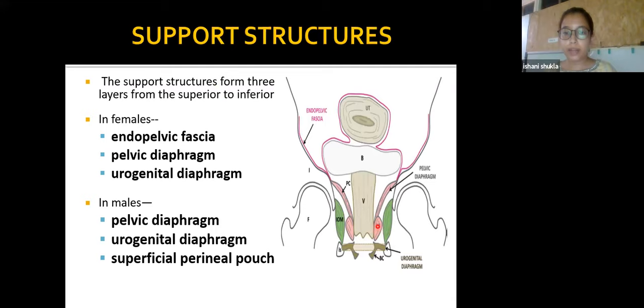the anovaginal septum. The second one is the pelvic diaphragm, which is a muscular support layer that lies below the endopelvic fascia. The pelvic diaphragm is formed by the levator ani and the ischiococcygeus muscle. And the inferior-most support structure is the urogenital diaphragm, which extends from the ischial tuberosity up to the perineal body. In males, the three support structures include the pelvic diaphragm, urogenital diaphragm, and superficial perineal pouch.